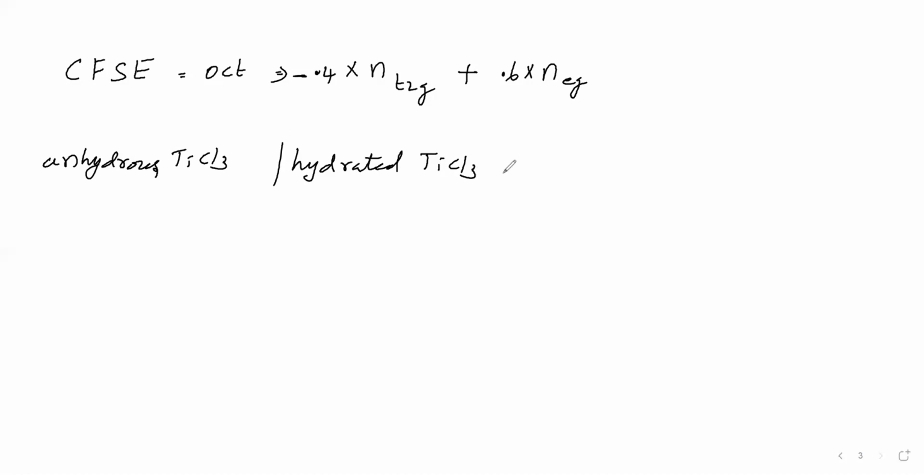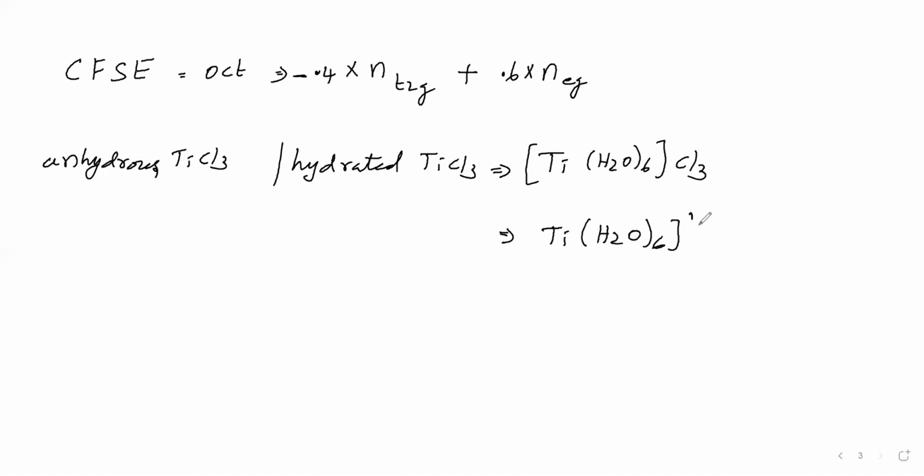Hydrated TiCl3 exists in the form of Ti(H2O)6 Cl3. Hydrated TiCl3 exists in the form of a complex. This complex will exist in the form of Ti(H2O)6 3+ and Cl minus separate. This complex has color, while the anhydrous has no color. So the anhydrous crystal is not having color, and this complex is having color.